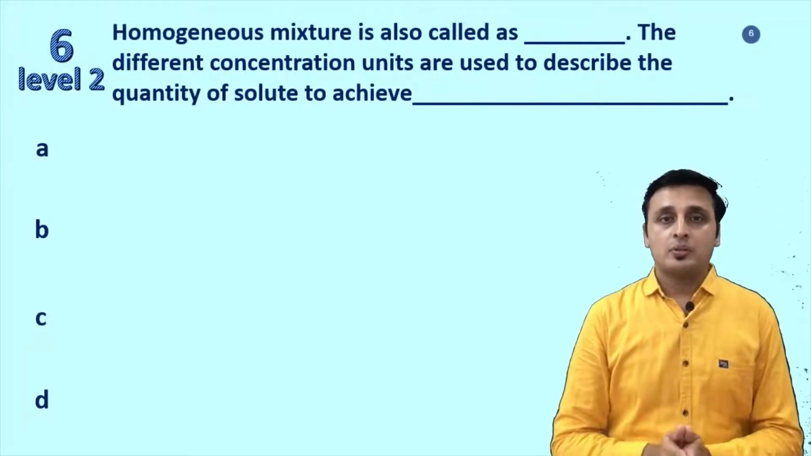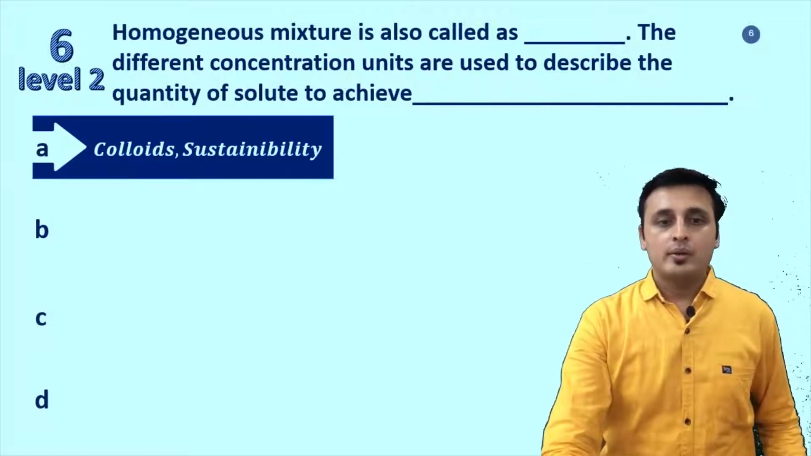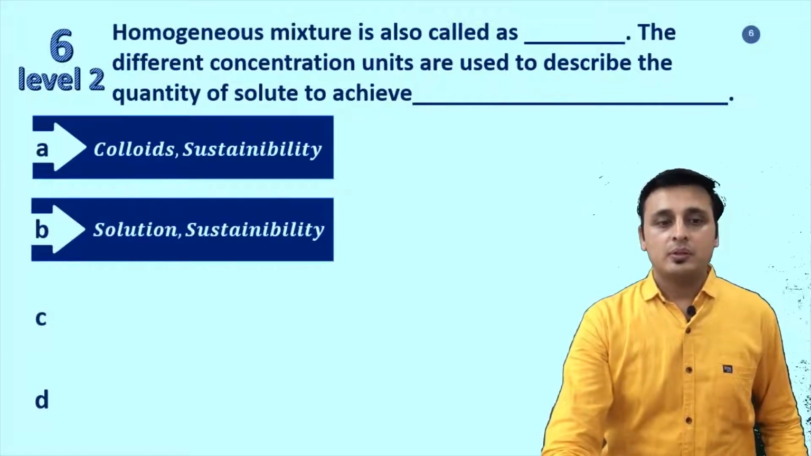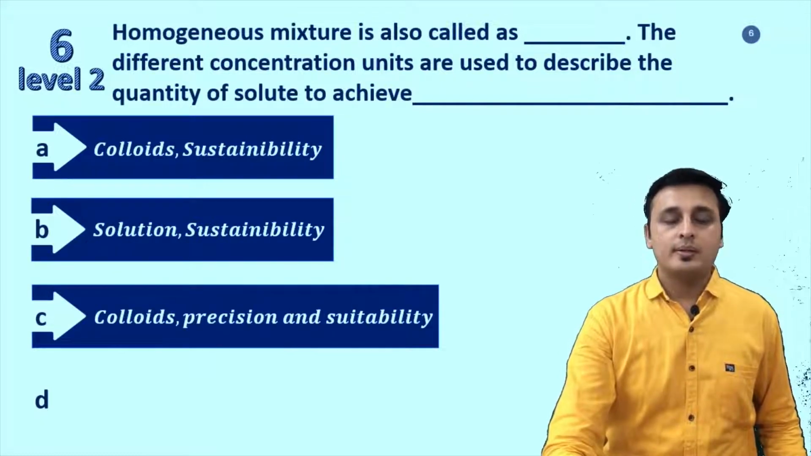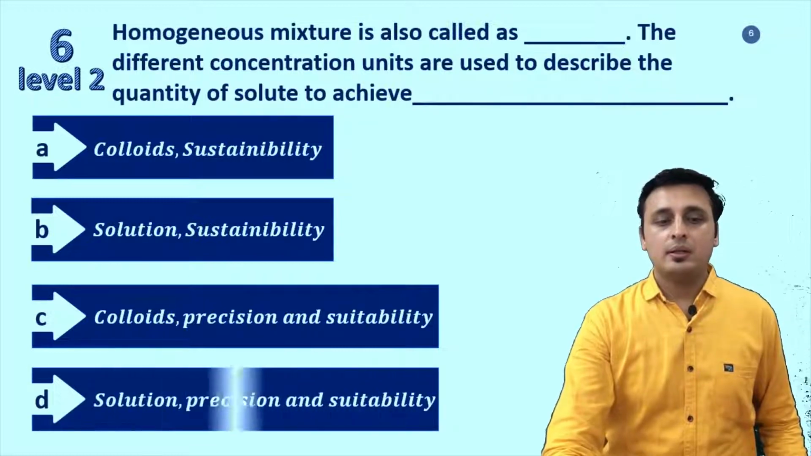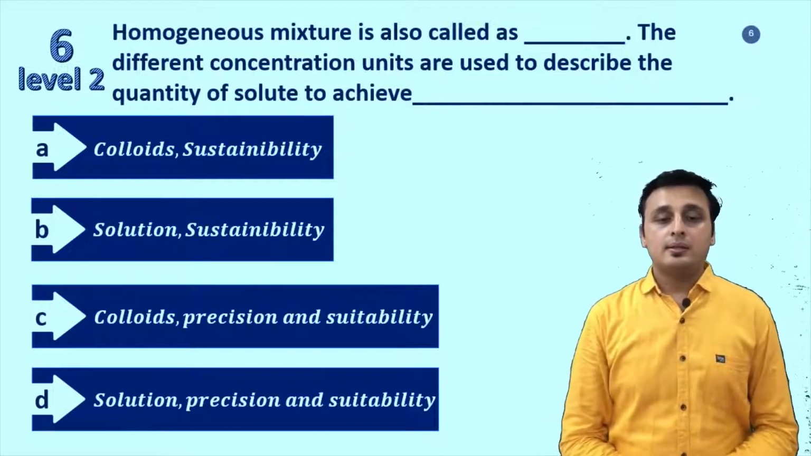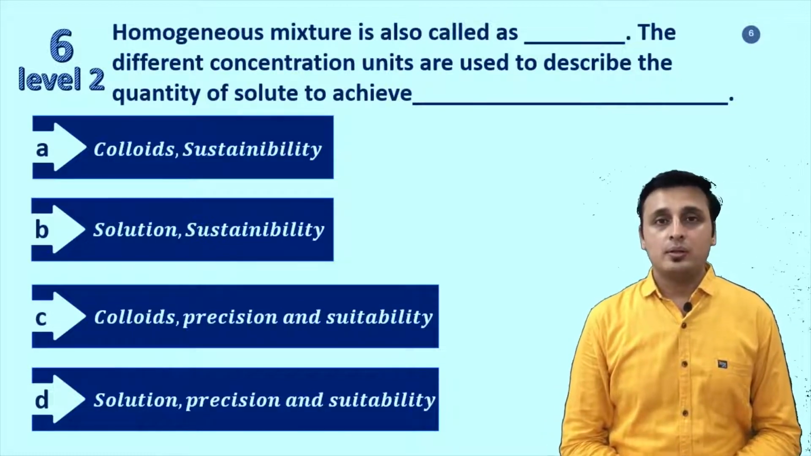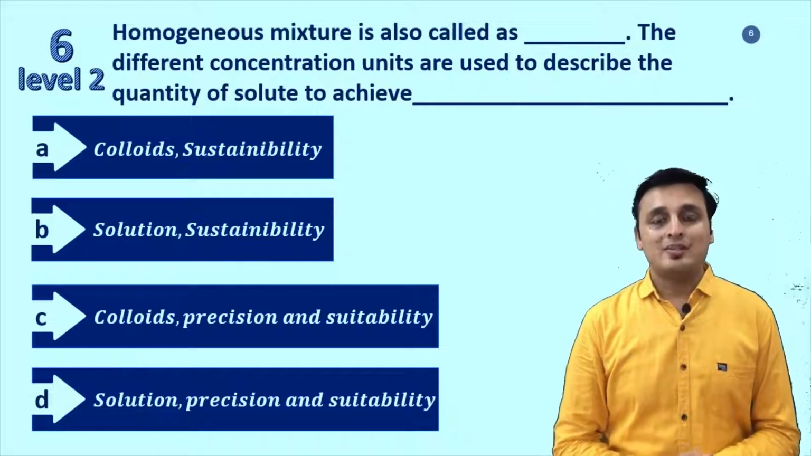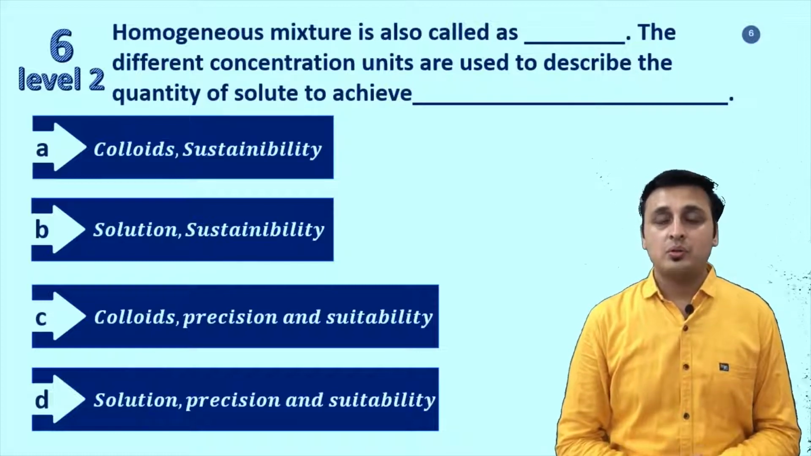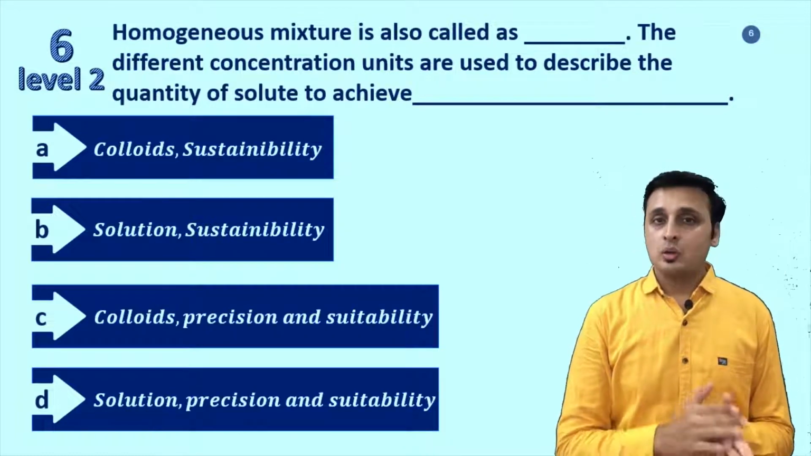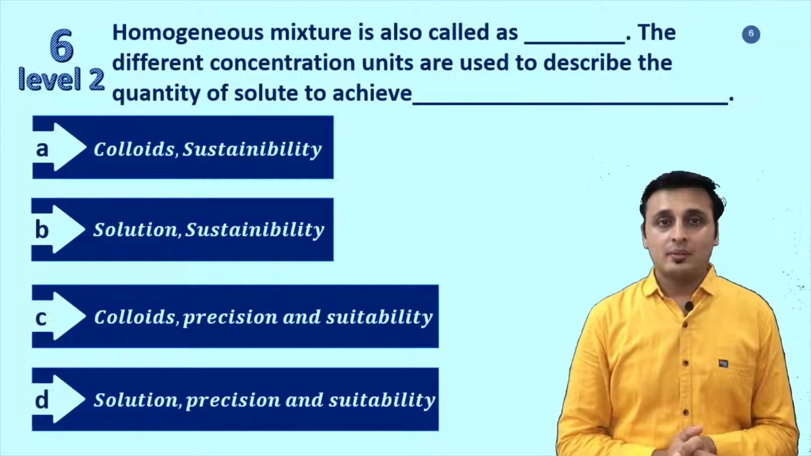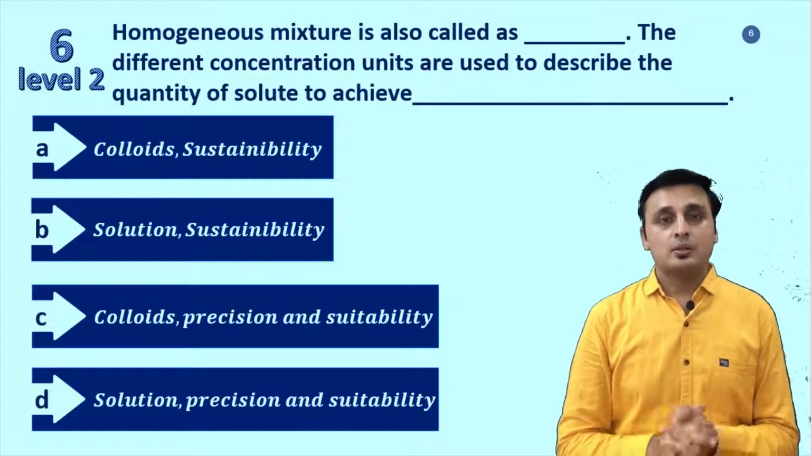So let us see the options. Option A, colloids sustainability. Option B, solution sustainability. Option C, colloids precision and suitability, and option D, solution precision and suitability. Let us understand the colloids and solution words. Colloid is a heterogeneous mixture, it is not homogeneous mixture, while solution is a homogeneous mixture where the physical boundaries of solute and solvent are now not visible. So homogeneous mixture is a solution.